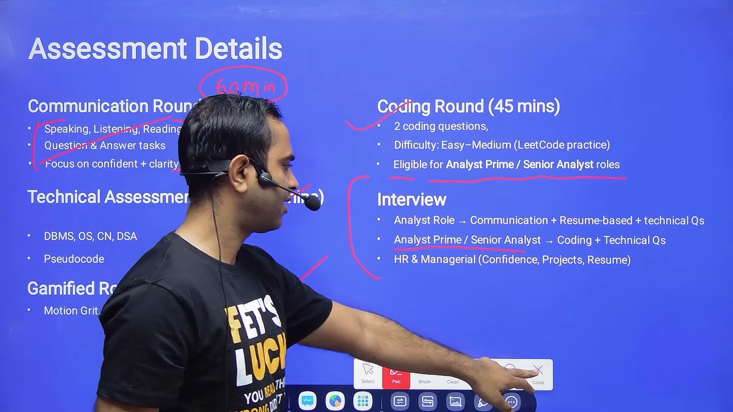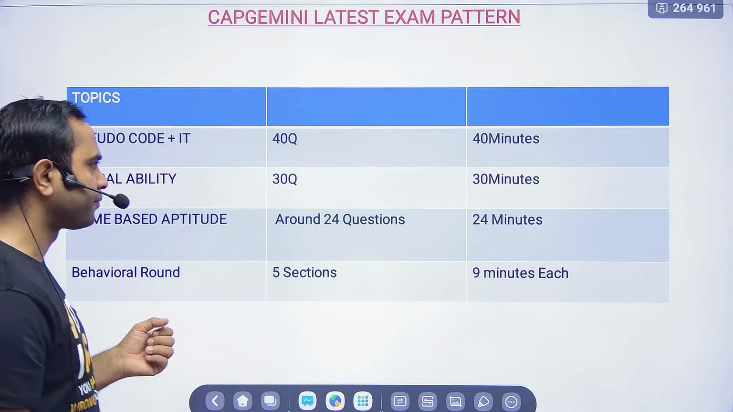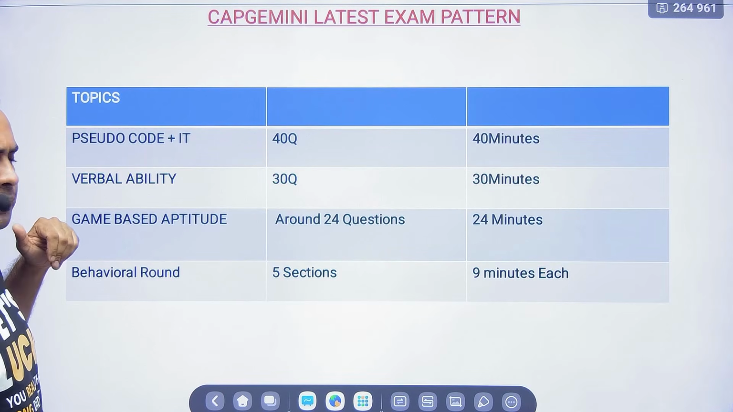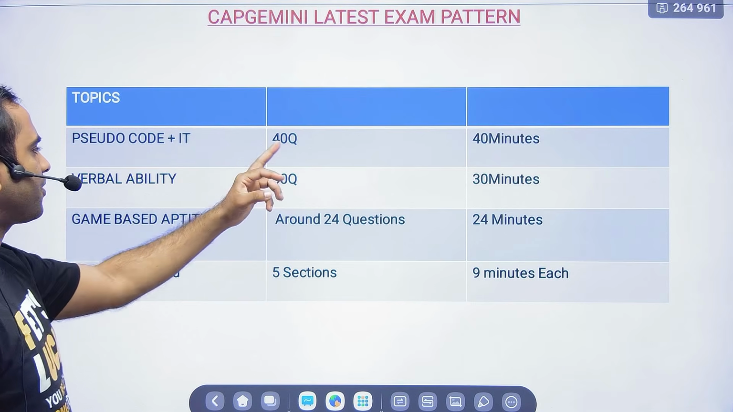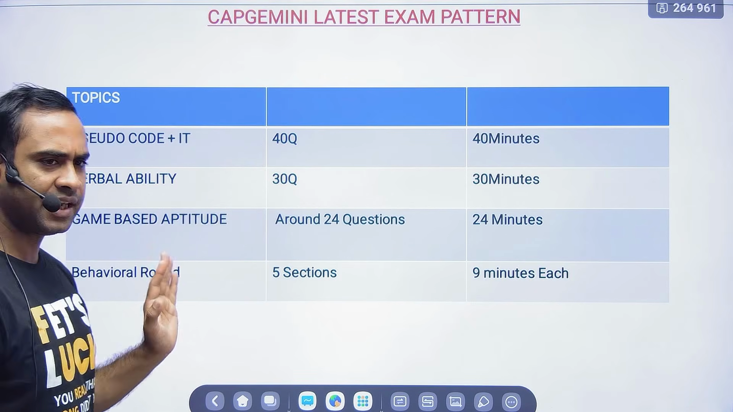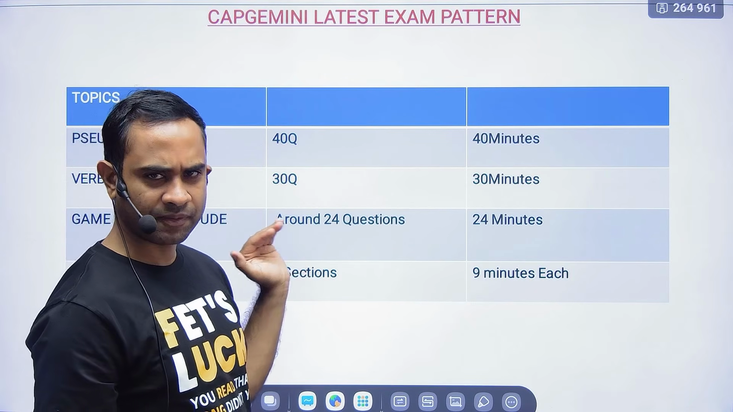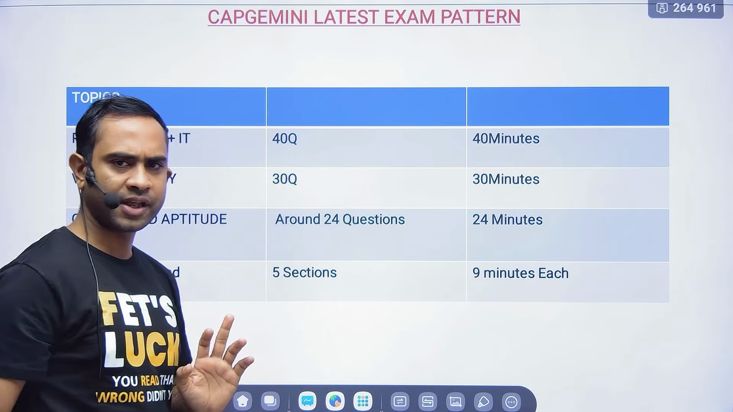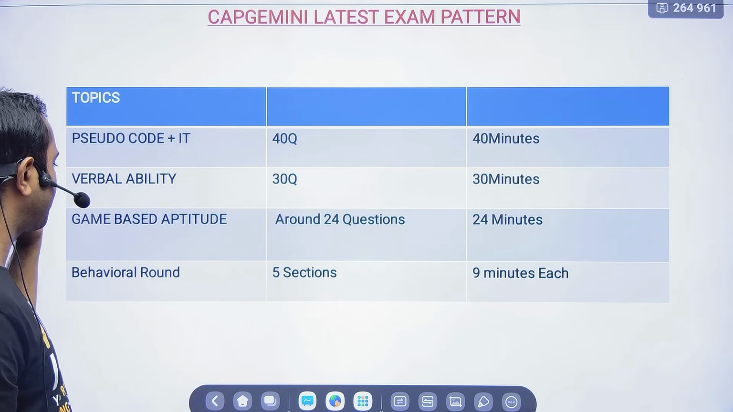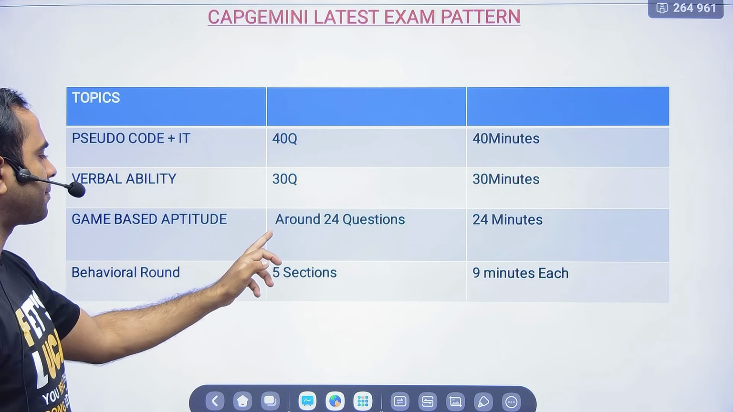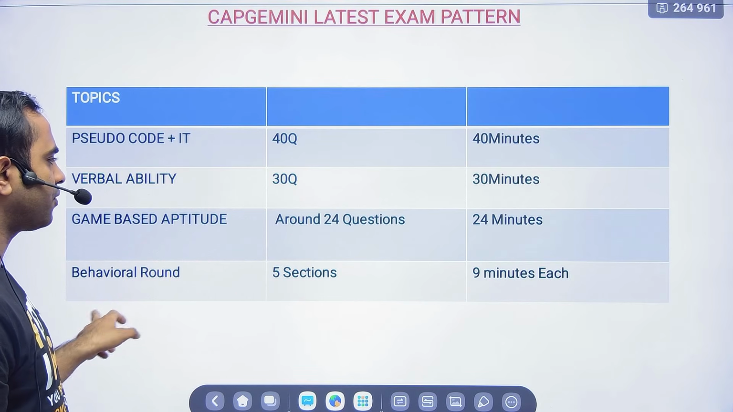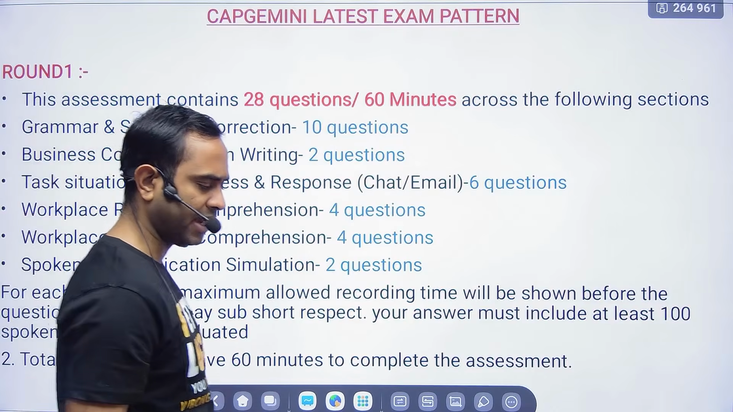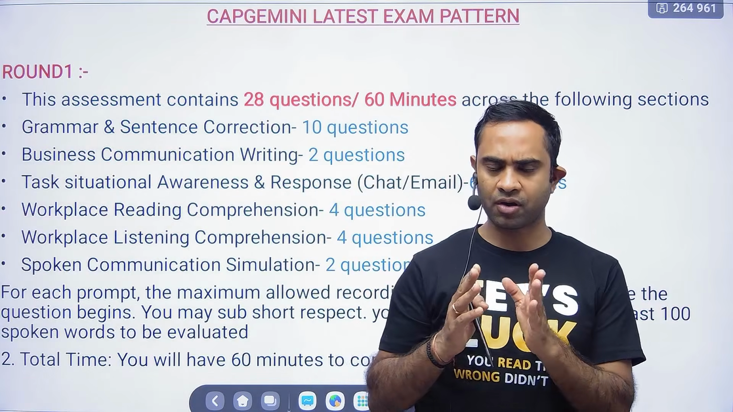Except your communication round, pseudo code plus IT is 40 questions, 40 minutes. Verbal ability: in many colleges last year they had asked verbal ability also, 30 questions, 30 minutes, but this time they have said verbal ability is not there. Game-based aptitude is around 24 questions, 24 minutes, and behavior is around 5 sections, 9 minutes each. We will talk about them one by one.